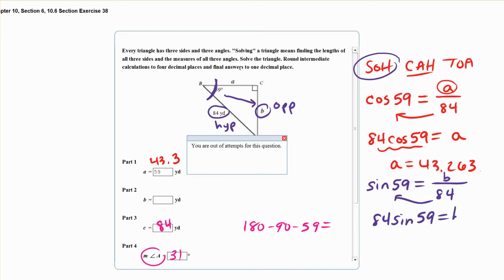So evaluate that in your calculator. 84 sine 59 equals, and I get 72.00205. So round that to the nearest tenth and you just get 72.0 yards. So that's how you would solve a triangle, finding all of its missing sides and missing angles.